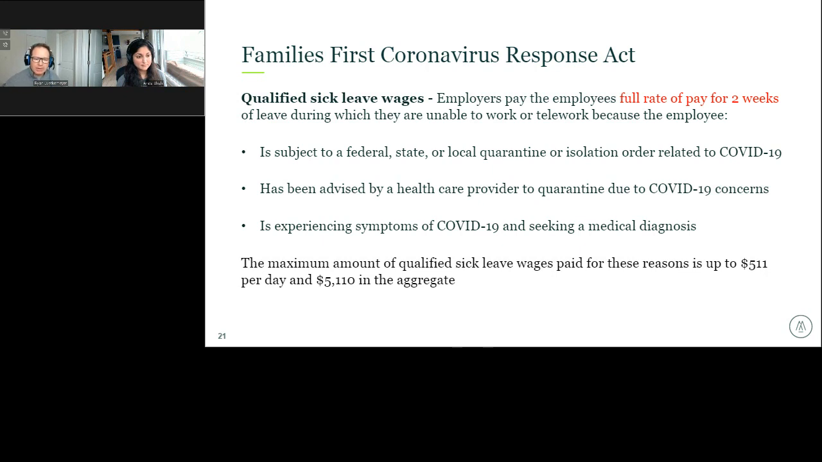So employers that pay their employees their full rate of pay for 2 weeks of leave during which the employee is unable to work because that employee is subject to some type of federal or state quarantine, they're advised by their doctor to quarantine as a result of COVID, or if that employee is simply experiencing any symptoms of COVID, that particular leave is eligible. So that 2 weeks that you provided to that employee is 100% refundable to the tribal government through these tax credits. But there are some limitations. There's some income restrictions. There's maximum amounts that you can claim based on what we have here. But overall, it could be a sizable refund, especially during those first 2 weeks of leave.